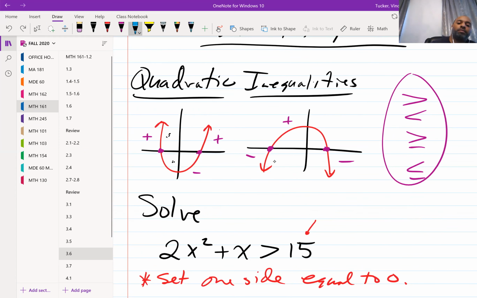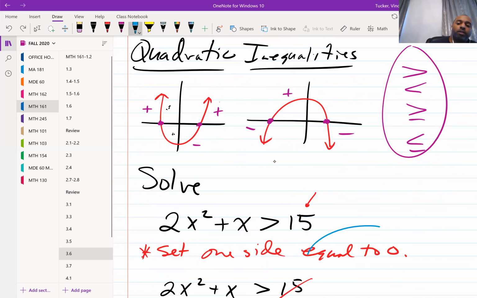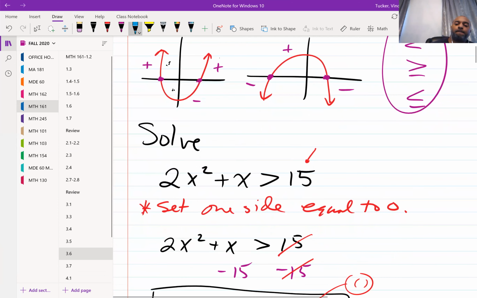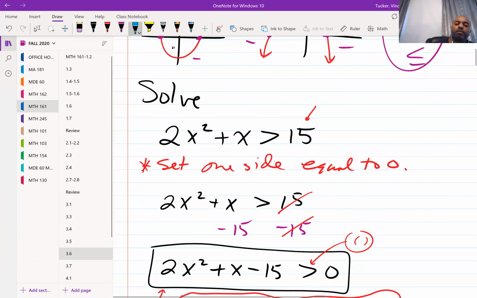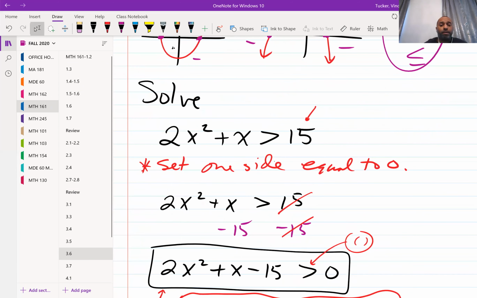So first problem, we have 2x squared plus x is greater than 15. So we always want to set one side equal to 0 because we want to be able to compare our expression to 0. So the first thing we do is subtract 15 from both sides. 2x squared plus x minus 15 is greater than 0.